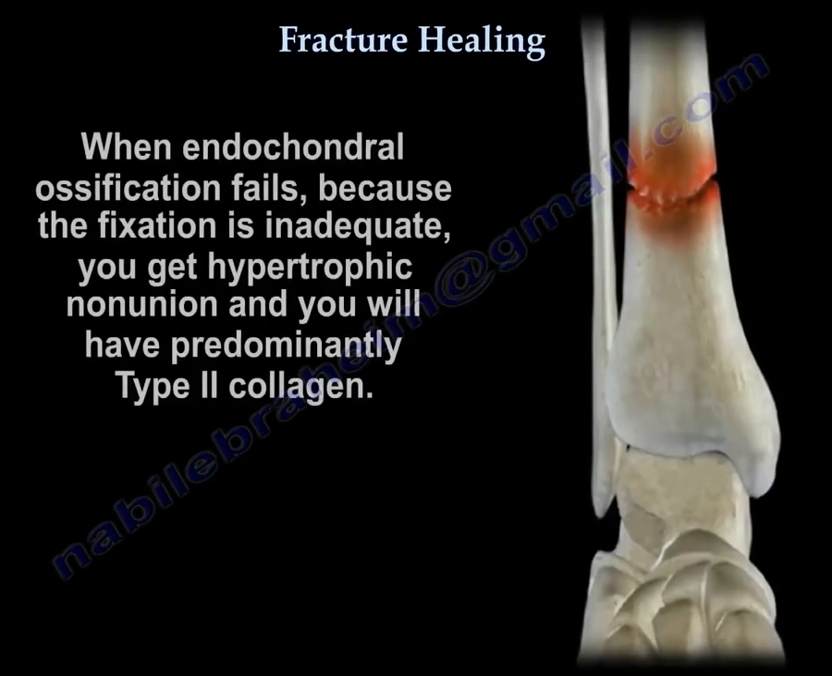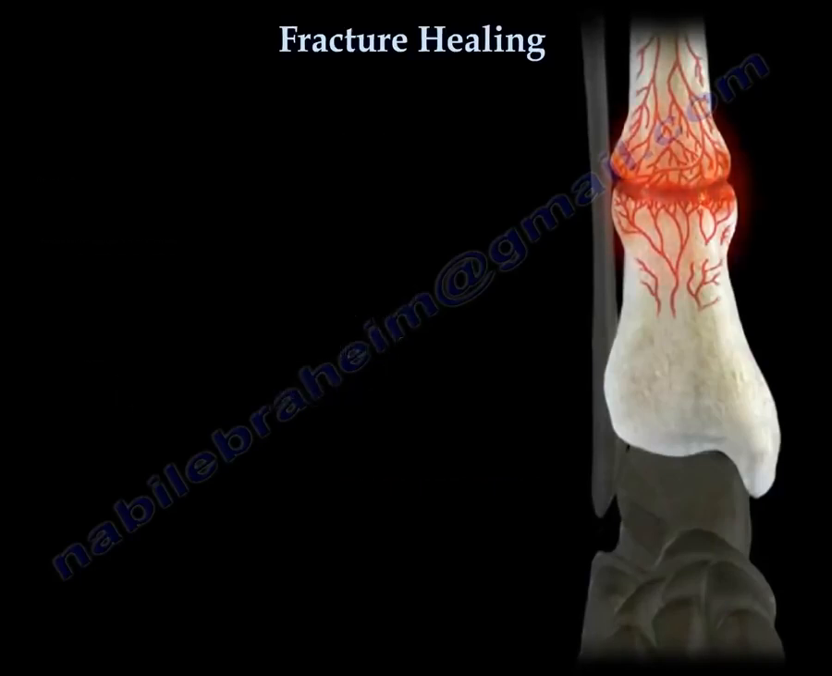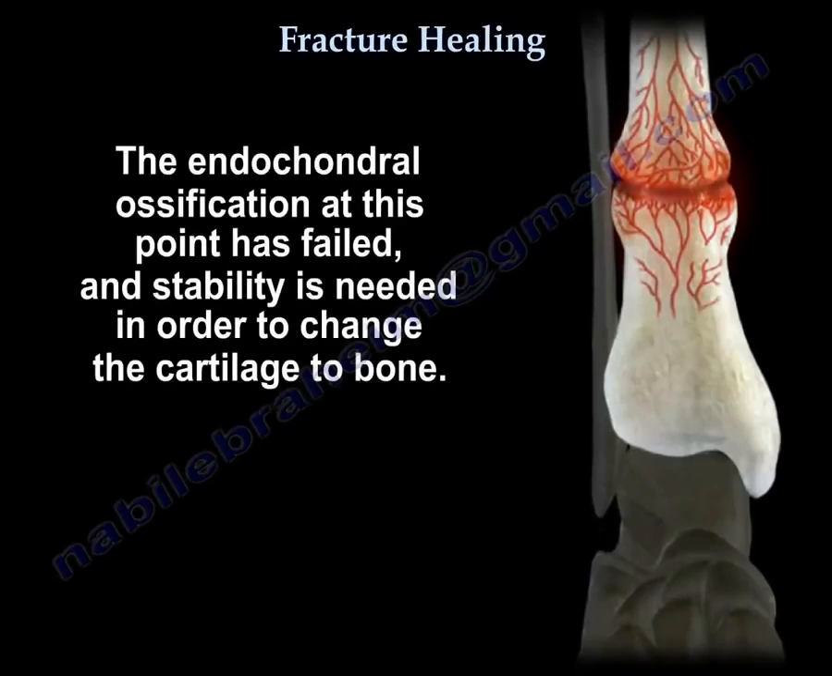When endochondral ossification fails because the fixation is inadequate, you get hypertrophic non-union and you'll have predominantly type 2 collagen. The endochondral ossification at this point has failed, and stability is needed in order to change the cartilage to bone.